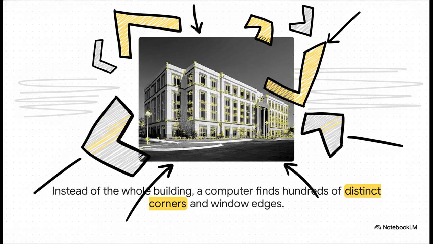The algorithm is really clever about this. It completely ignores the big, flat, boring parts of the image, like the plain walls or the empty sky. Why? Because they all look the same. Instead, it zeroes in on the spots with a lot of detail, a lot of change, like the sharp corners of the windows or the edges of the building's silhouette. These are the high-quality features it can actually trust.